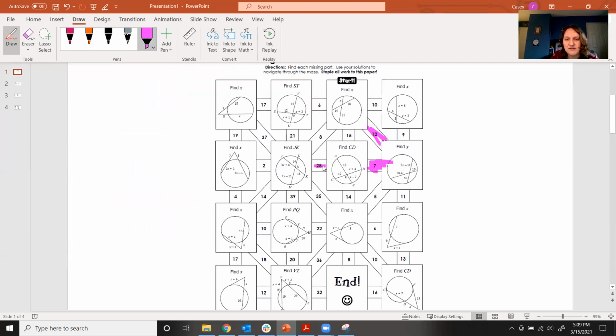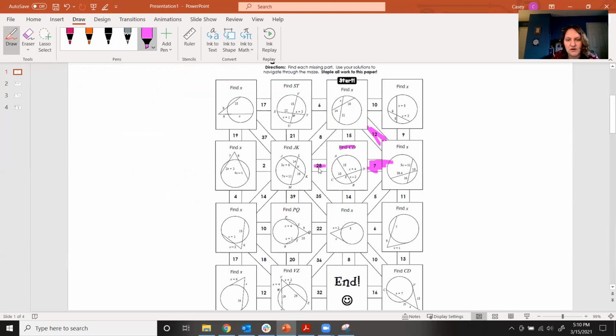Many students right here on this step get this part wrong because they didn't follow the directions. See how 14 is there? They followed 14 and then they ended up not finishing the puzzle correctly. So make sure that you actually answer the question of finding CD so that way you can follow the correct path.